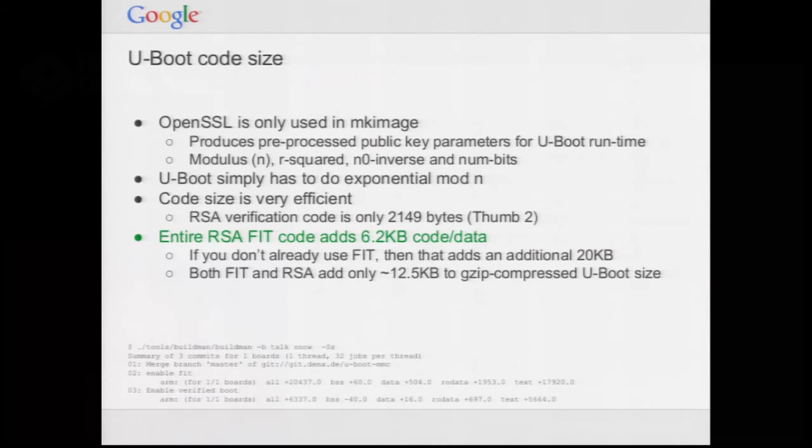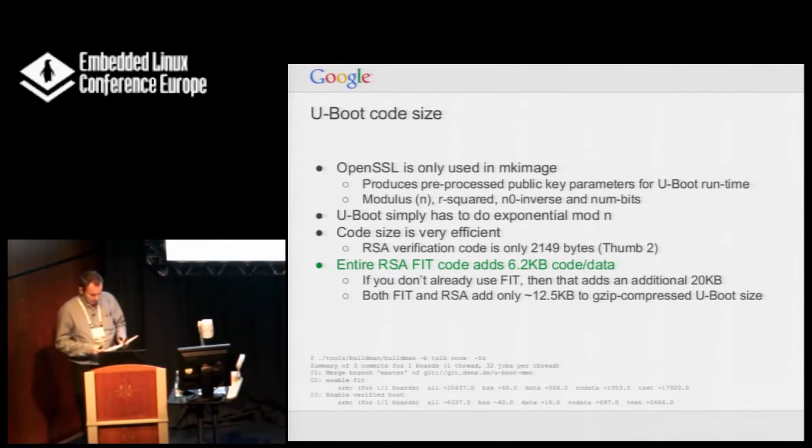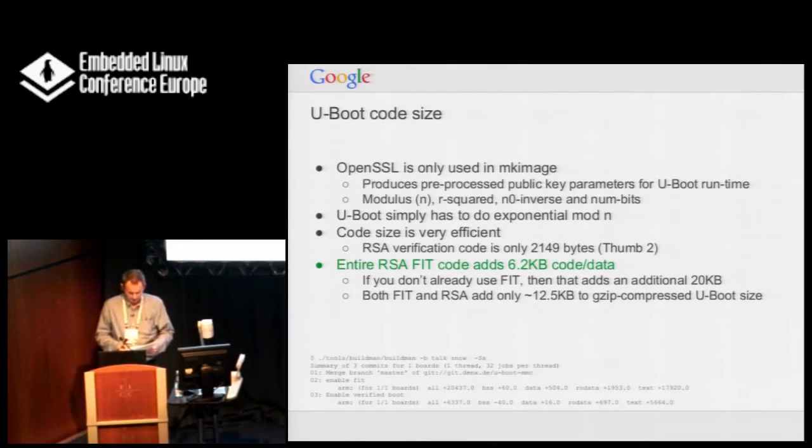So how many of you are worried about the code size of this arrangement? Surely it's going to bloat the code size of U-Boot. Must be horrendous. It's actually partly because of the way that it's been implemented, in terms of having all the pre-processing done by mkimage, pretty efficient. It's about 2K bytes for RSA, and the entire verification code, including the RSA FIT stuff, is about 6K on Thumb2. So it's a very small amount of additional code.